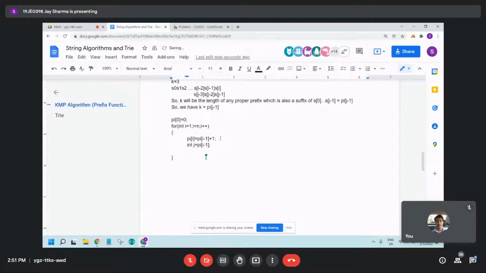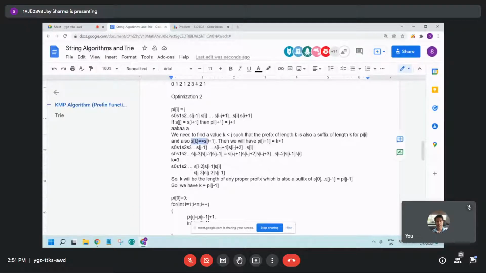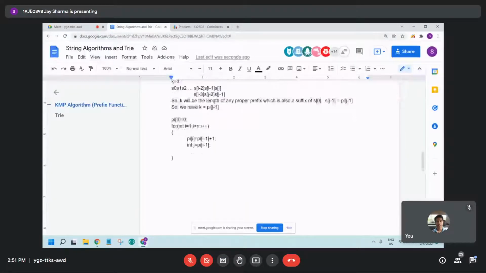Now, according to the condition, what we need to do here is we need to first find the value of k, and we need to check if this thing is going to satisfy this condition. The only condition that we need to check here is this: s of k equal to s of I plus 1. And if this is satisfied, then we can say that this k value is actually the value of pi of I. So we need to check until this value of j becomes equal to 0.